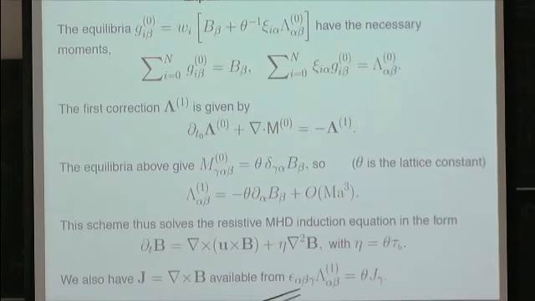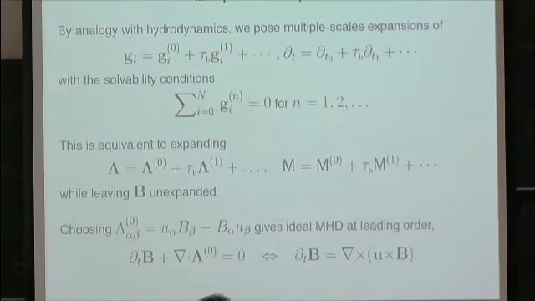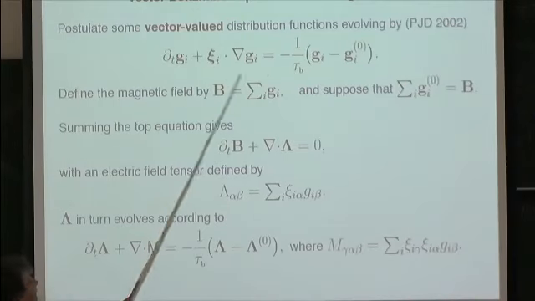I just work out from my distribution functions what the lambda 1 is, which I approximate as lambda minus lambda equilibrium, put an epsilon in front, and that gives me the current. And then I discretize this by integrating along characteristics the same way I discretize the hydrodynamic Boltzmann equation, so I get an MHD scheme.